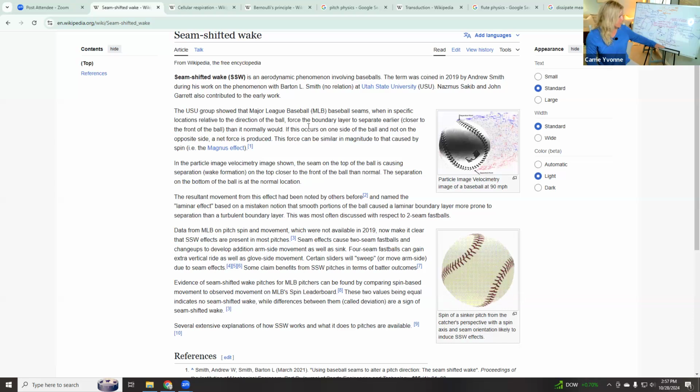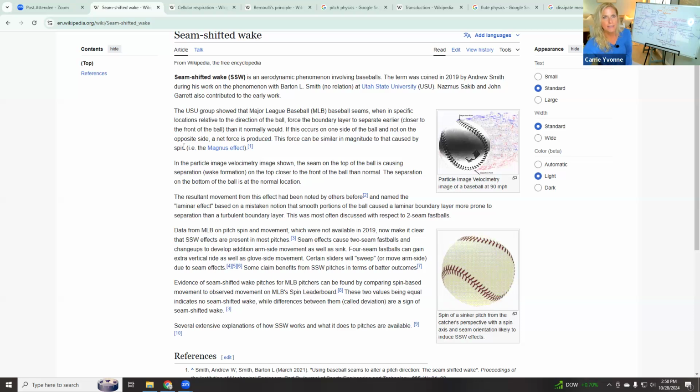Now I wrote down here fluid thermodynamics, dimensional shield, and split. So I'm sure there's more that I'll go into on this. But it says, if this occurs on one side of the ball and not the opposite side, a net force is produced. This force can be similar in magnitude to that caused by spin.